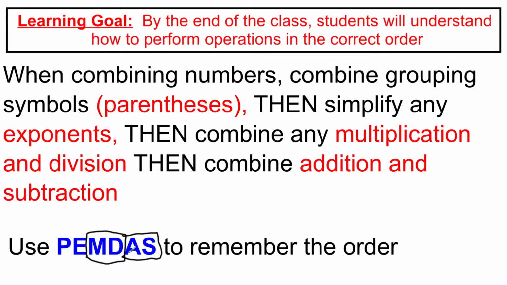So we're going to do all of our grouping symbols, then all of our exponent work, then all of our multiplication and division, and then all of our addition and subtraction. We have to do them in that order, and if you don't, you just saw what happened a second ago, you might get a different answer than what you're supposed to get.